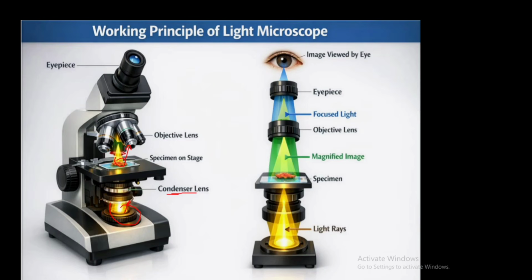Then the light passes to the ocular lens, and the ocular lens magnifies the image again. That magnified image we can see with our eyes.